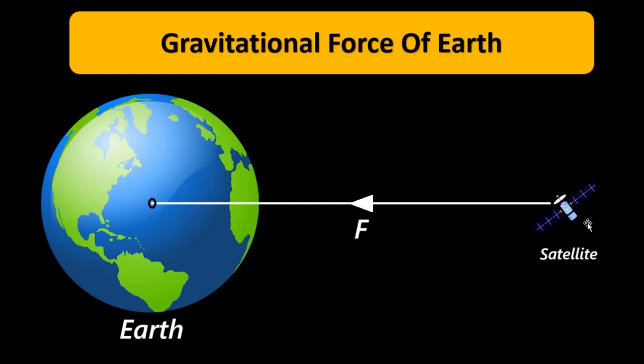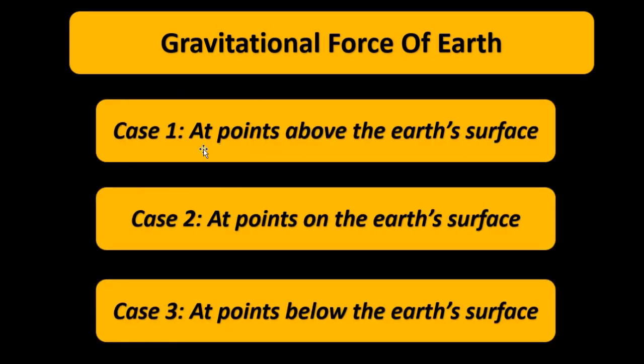There are three cases here. The three cases are the gravitational force acting on objects which are far away from the Earth's surface, above the Earth's surface, at points near or on the Earth's surface, and at points below the Earth's surface.